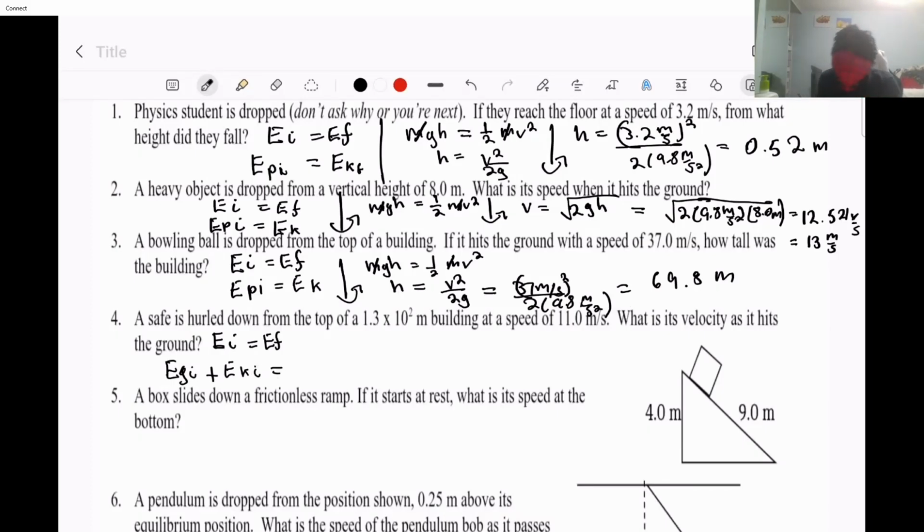And when it hits the ground, there's no potential energy because it's at the ground, but there is kinetic energy. So let's find the final velocity when it hits the ground. So mgh plus 1 over 2 mv squared equals Ek final, which is 1 over 2 m v2 squared.